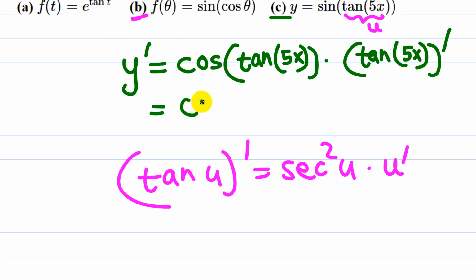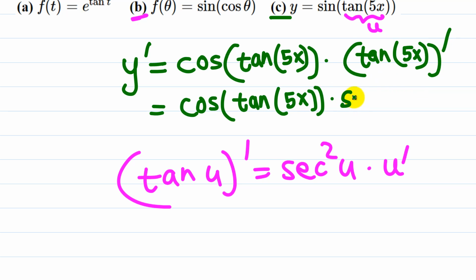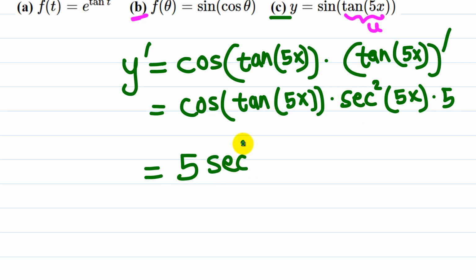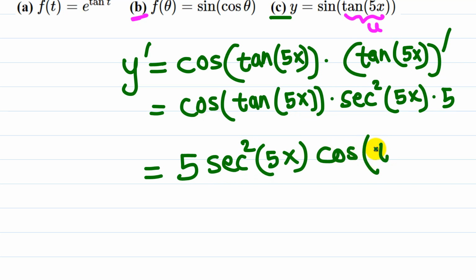Okay, so this is cosine of tangent of 5x times derivative of tangent, the secant squared of 5x, times derivative of 5x, which is just 5. Now we are done. We may leave it here, but let me write it in correct order. That means this 5 at the very beginning, maybe secant square, simpler function, then cosine of this junk, tangent 5x. Final.